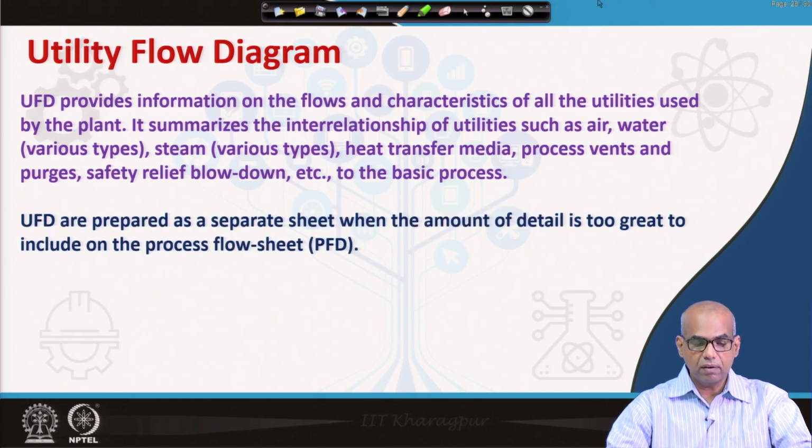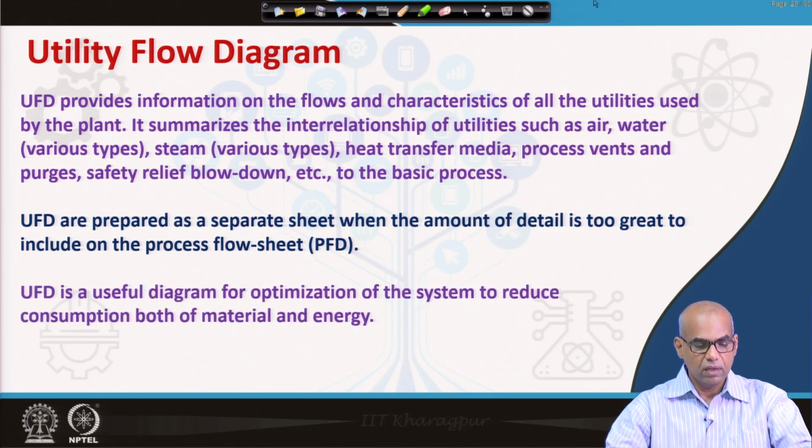Utility flow diagrams are prepared as a separate sheet when the amount of detail is too great to include on the process flow sheet. So, when there is a large amount of information, when the process is quite complex, large, then it will not be possible to include the information on the service or utility lines on the process flow sheet. In that case, we will use a separate flow sheet which we will call utility flow diagram. Utility flow diagram is a useful diagram for optimization of the system to reduce consumption of both material and energy.